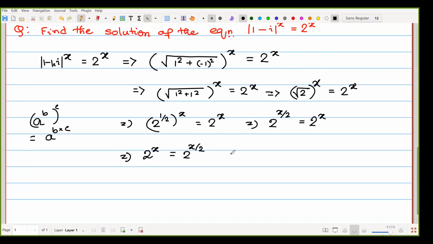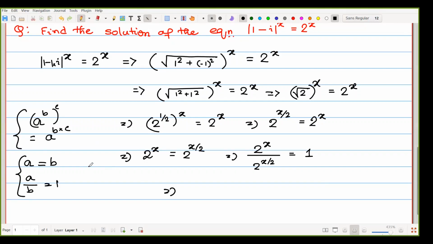Now we are dividing in that way. 2 to the power x divided by 2 to the power x by 2, so the right hand side now becomes 1. That means nothing more than, if a is equal to b, then a by b is equal to 1.